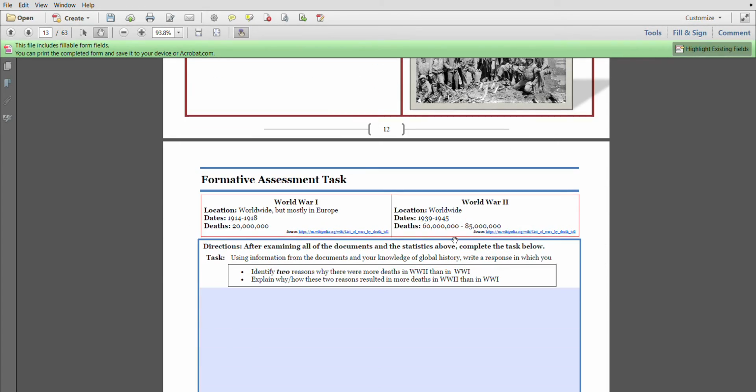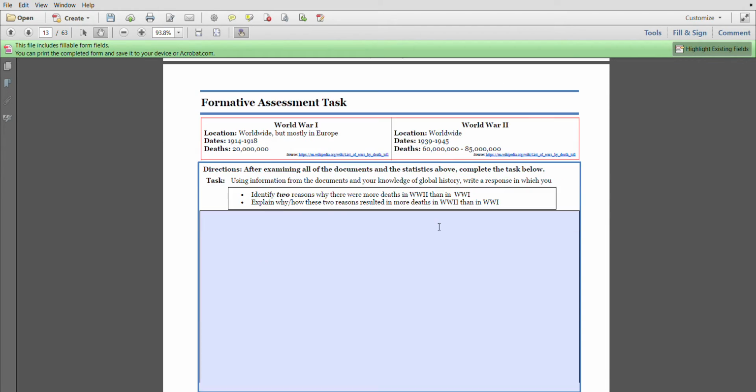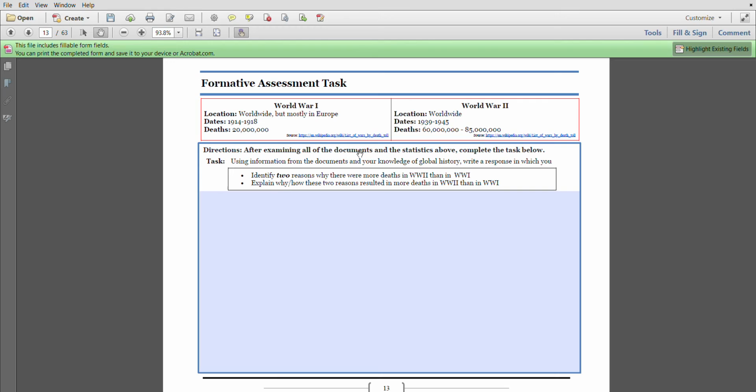Formative assessment task. Here you see it says World War I. Location worldwide, but mostly in Europe. Dates 1914 to 1918. Deaths 20 million. World War II. Location worldwide. Dates 1939 through 1945. Deaths 60 million to 85 million. Directions. After examining all the documents and statistics above, complete the task below.